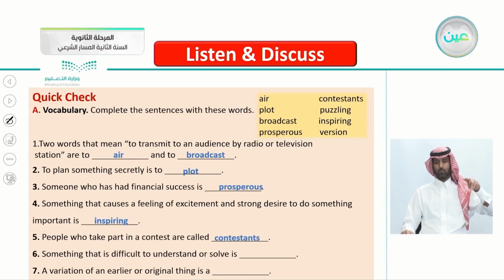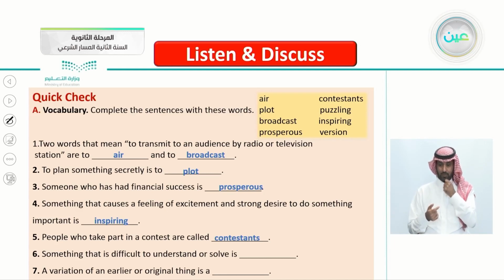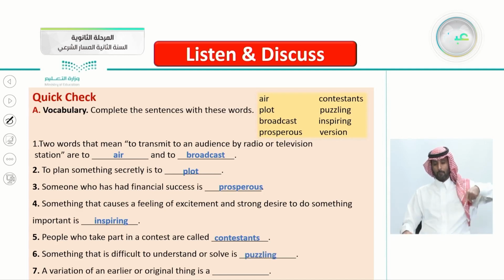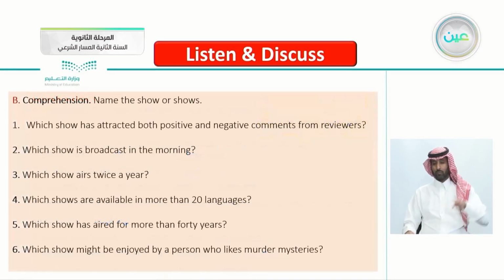Number 6, something that is difficult to understand or difficult to solve is, yes, puzzling, from the word puzzle. Number 7, a variation of an earlier or original thing is, that's correct, the word version.